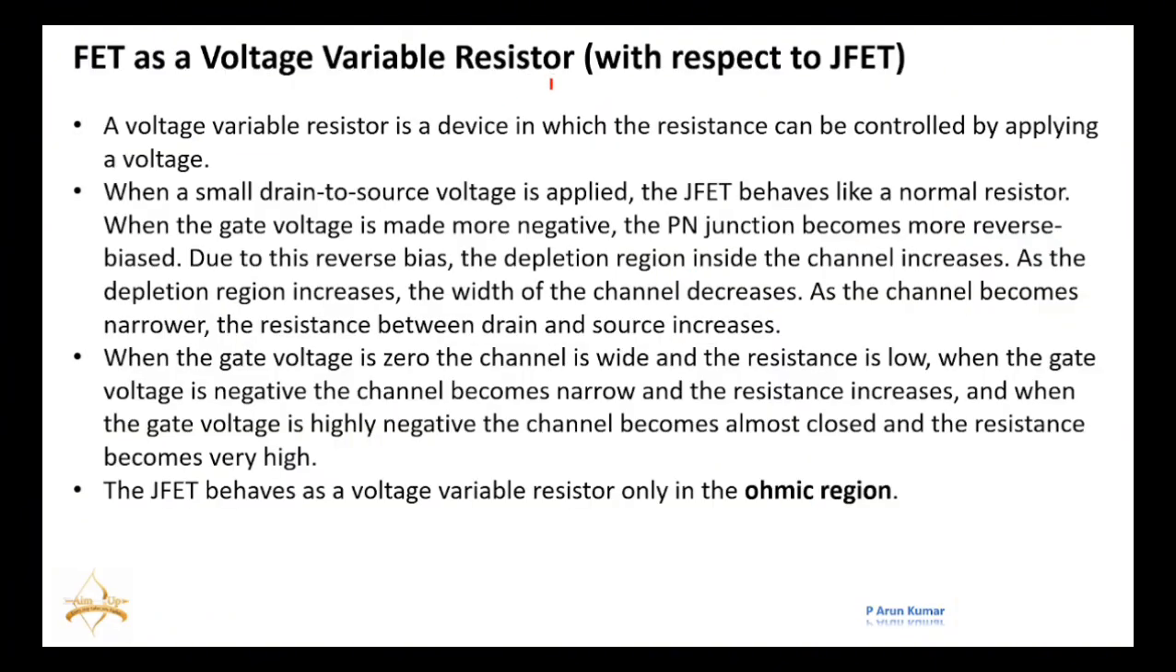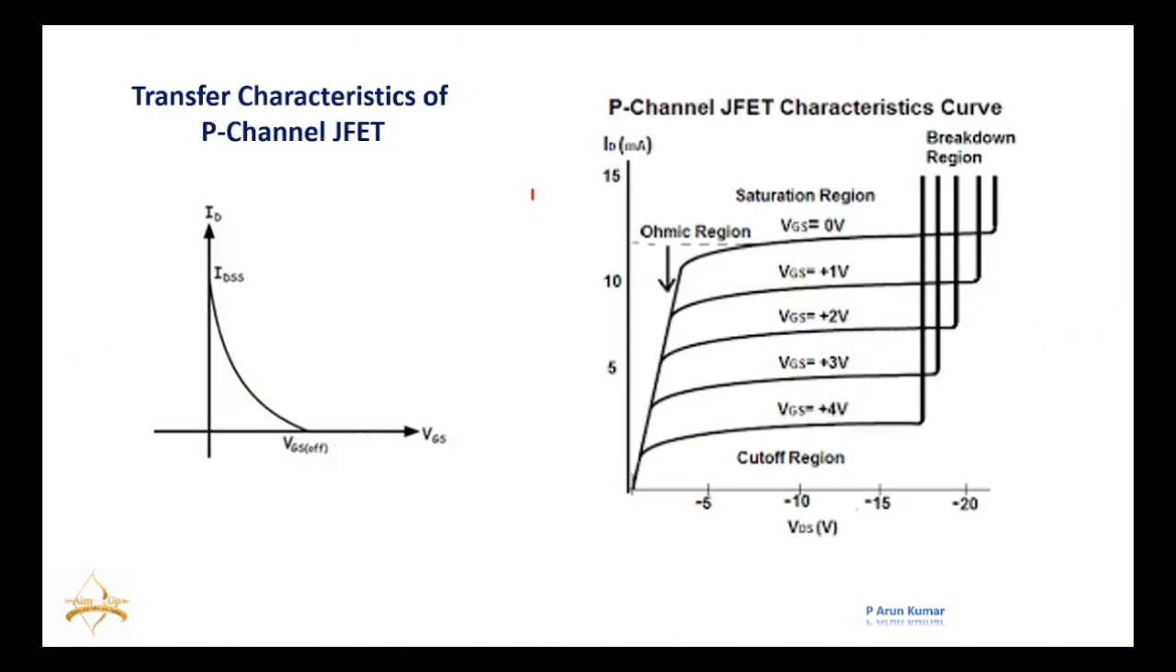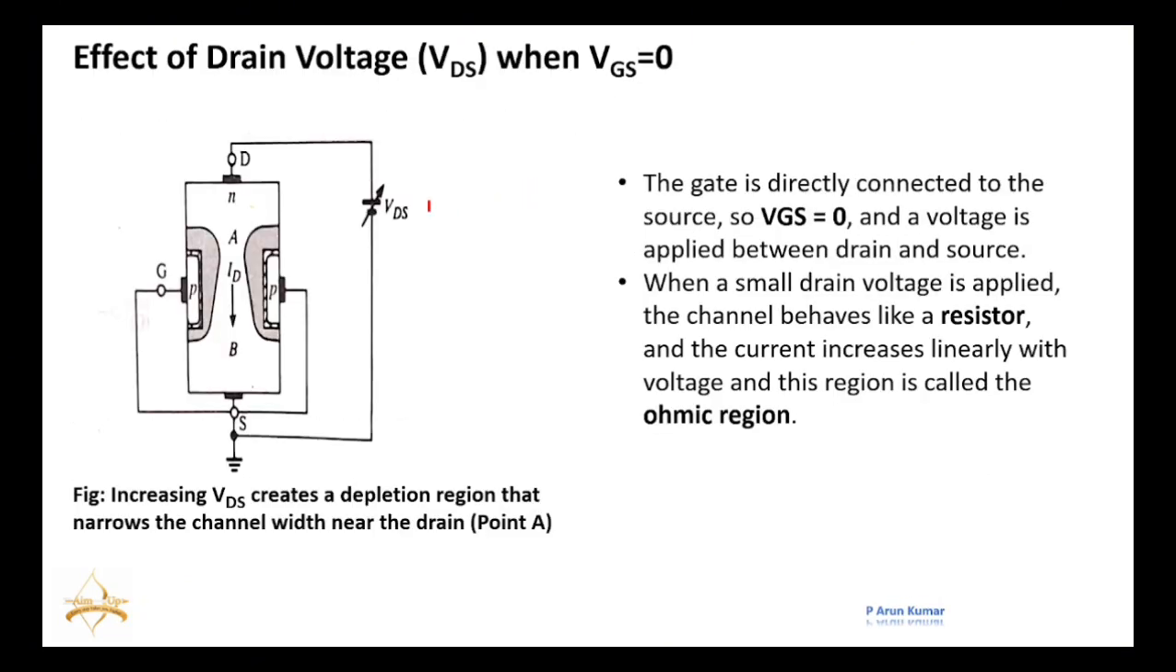FET as a voltage variable resistor. Actually, this FET can act like a voltage variable resistor in two ways: one is the JFET, the other one is the MOSFET. I'm talking with respect to JFET. Actually, this topic is not new. Whenever we are applying this VDS, we have already seen this, right? As VDS varies, maximum voltage will drop across the drain side, minimum voltage will drop across the source side. Due to this maximum voltage, the depletion region at the drain side is high. The depletion region at the source side is low.